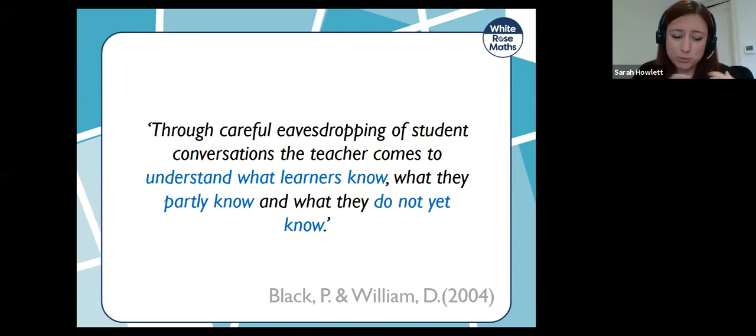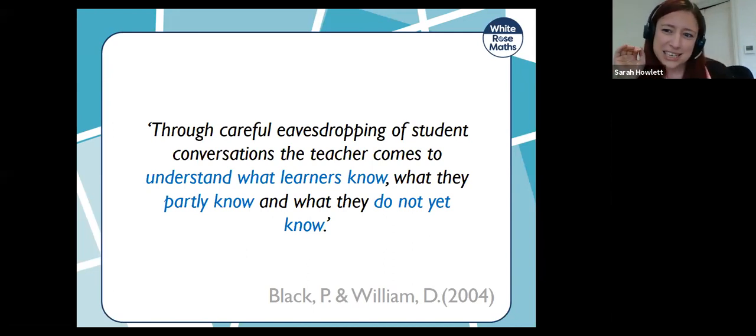It's a brilliant book, so I'm just trying to get the name of it right, because I always end up getting it the other way around. So Working Inside the Black Box is where I've taken this from. And it's that eavesdropping. It's what I would be doing if I was in the room with you right now and I set a task.